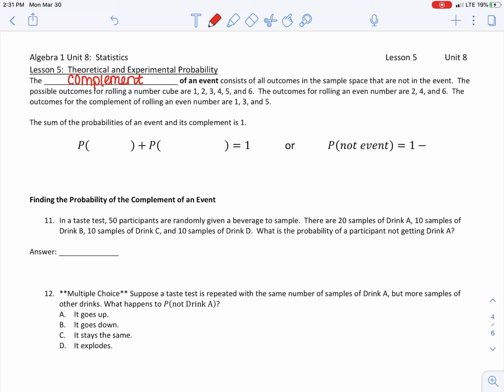Okay, so the sum of the probabilities of an event and its complement is 1. So the probability of an event plus the probability of not that event equals 1. If we rearrange that a little bit, we can say this is also a good way to find this. So the probability of not an event is equal to 1 minus the probability of the event.